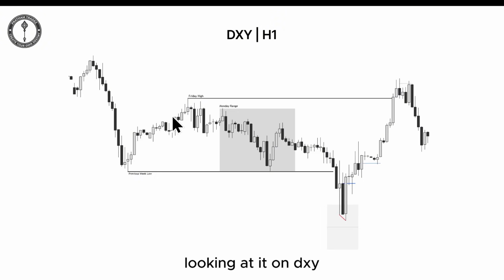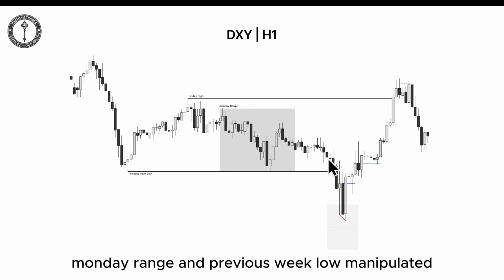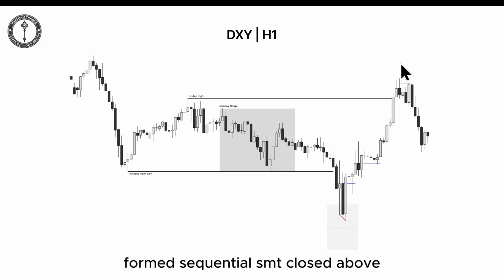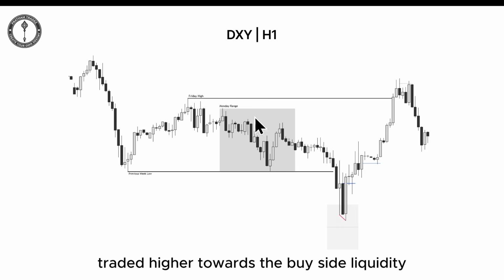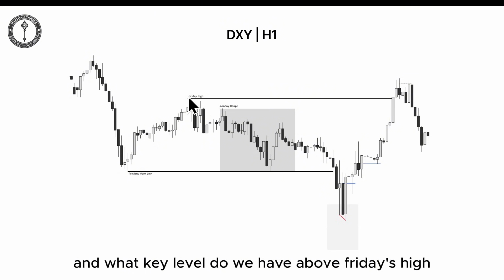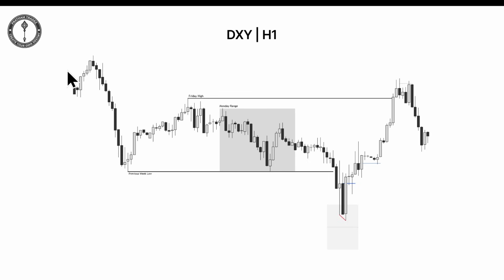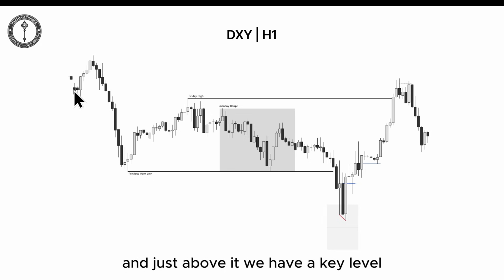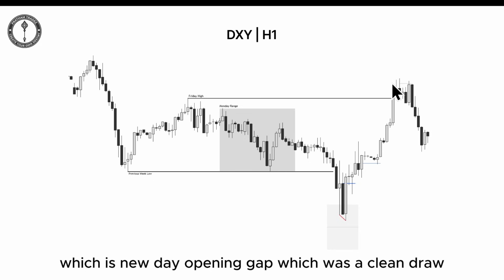Looking at it on DXY, we formed a range, Monday range, and previous week low manipulated to the new week opening gap, formed sequential SMT, closed above, traded higher towards the buy side liquidity, taking all the LRLR we have. And what key level do we have above Friday's high? Here we have this new day opening gap, which was a clear draw because this is a low hanging fruit, and just above it we have a key level which is the new day opening gap, which was a clean draw.